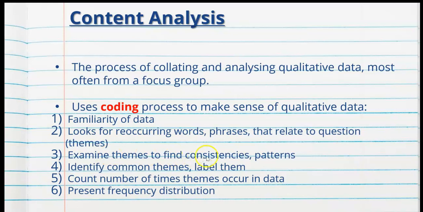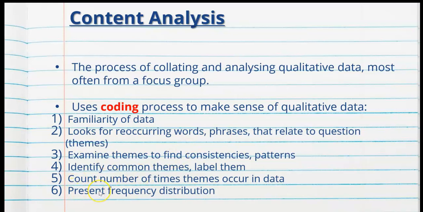We then examine those themes to find consistencies and patterns. So not only what are the words and phrases, but what are they actually saying? Are they in agreement with the question, or are they disagreeing with the question? What are the consistencies? What are the patterns of what's being said? Once we've done that, we identify the common themes and give them a label, so give them a title. This may be a 1 or 2 word title or label, just so later on we can easily identify them. We count the number of times the themes occurred in the data. So how many times was that particular theme said in that focus group? Was it 10 times, 15 times, 20 times?